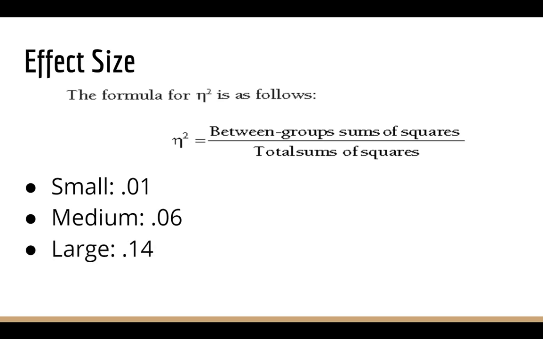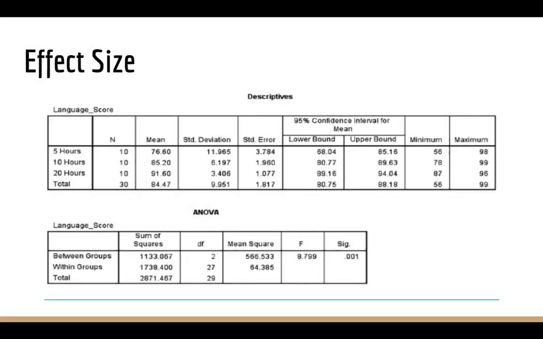Okay, so now we're going to go back to the output that we had for that example, and now we're going to calculate the effect size. Okay, so here's the output table again. Down on your ANOVA table, you should see columns for sums of squares and mean squares. Okay, so to calculate eta squared, you care about that sums of squares column.